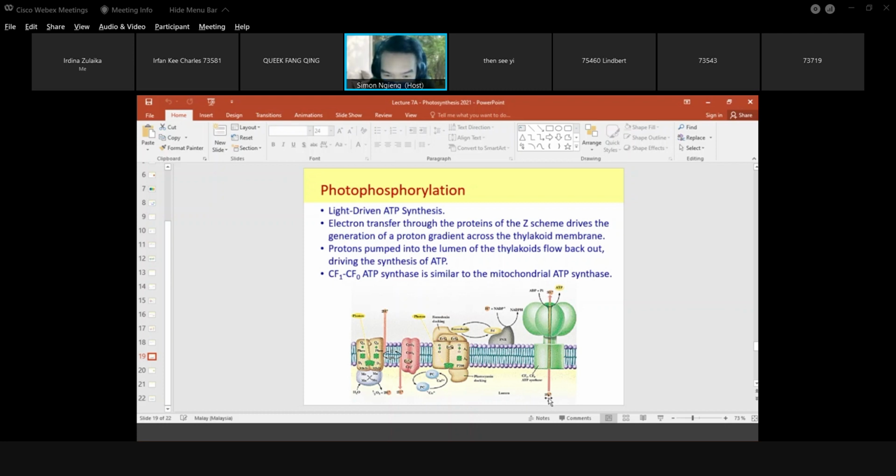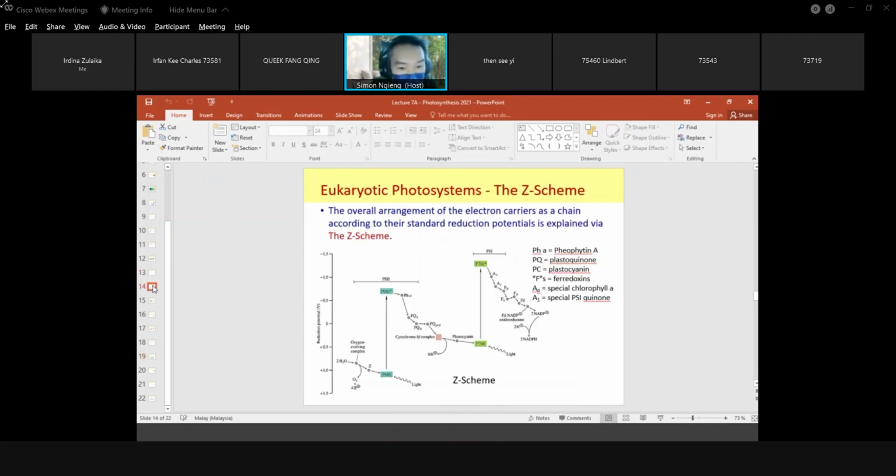So to release it, H+ is going to pass through this ATP synthase. The passing through this ATP synthase is going to activate the phosphorylation of your ADP into ATP, which gives rise to your ATP being produced. So that is one of the requirements.